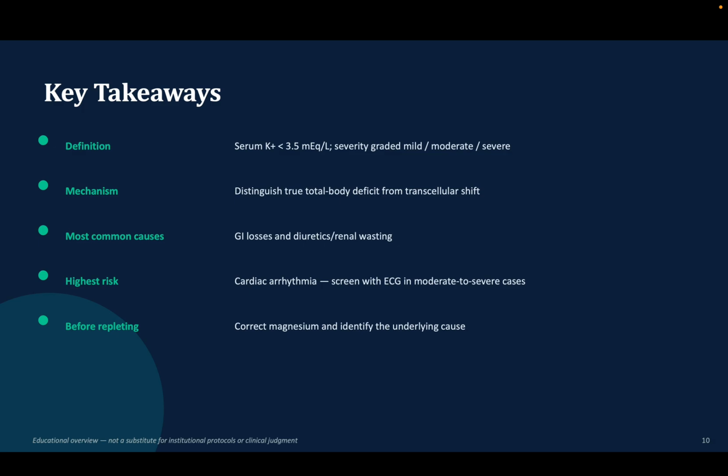The mechanism of hypokalemia can either be true loss or true deficit, or transcellular shift, which might be transient. Most common causes include GI loss, use of medication, and renal wasting. The most fatal and highest risk of hypokalemia is cardiac arrhythmia, which should be screened by ECG monitoring in moderate to severe cases. And before replenishing, correction of magnesium is mandatory, and identification of underlying cause and treating that cause, and correction of hypomagnesemia as well is important.